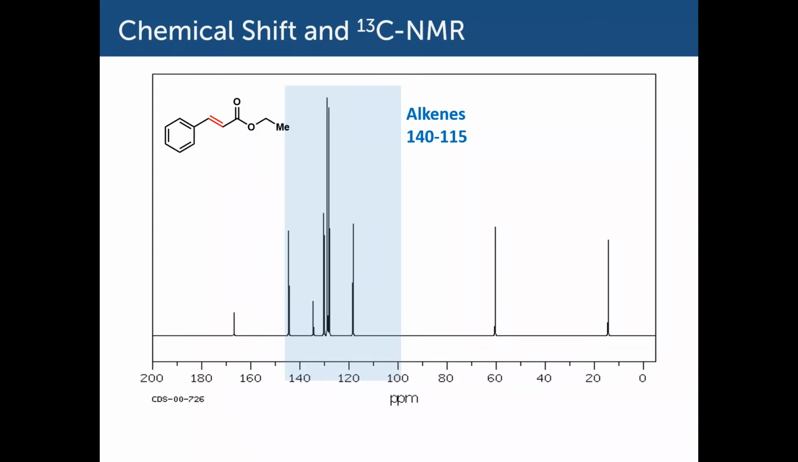Alkenes fall at around 140 to 115 ppm, which overlaps substantially with the aromatic region. And that's partially because alkenes and aromatic rings are pretty similar with respect to the structures of carbon atoms. These are both sp2 hybridized.